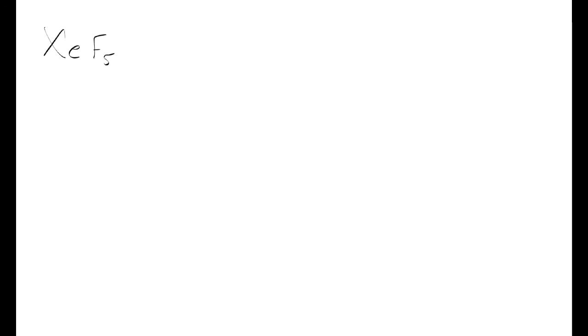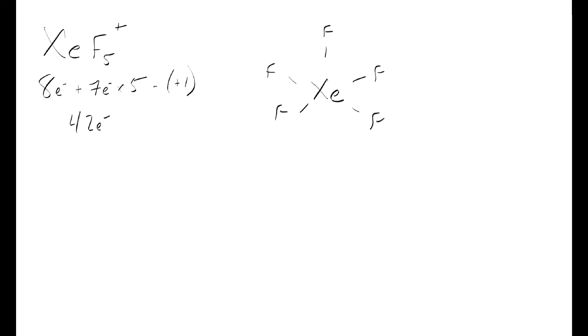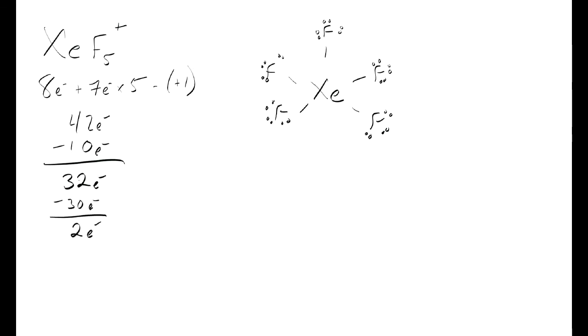Xenon pentafluoride 1 plus. Xenon gives us 8 electrons. Fluorines give us 7, 5 fluorines. When we subtract our charge, gives us 42 electrons. So xenon, fluorines, gives us 32 electrons. 2, 4, 6, 8, 10, 12, 14, 16, 18, 20, 22, 24, 26, 28, 30. Leaves us with 2, which goes on the xenon. It's a non-bonding pair.